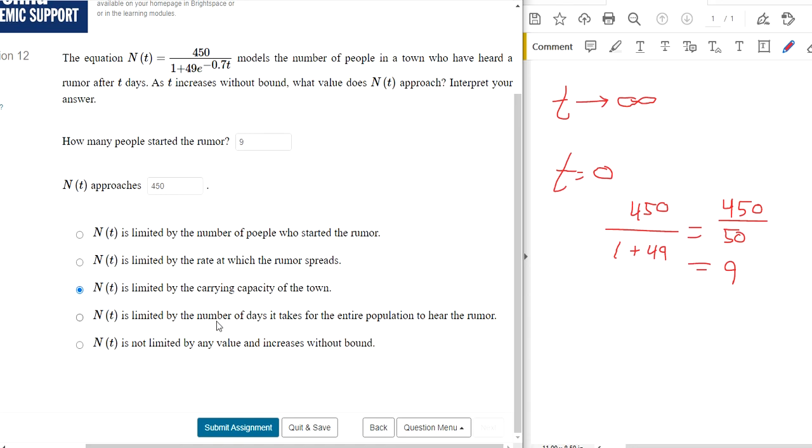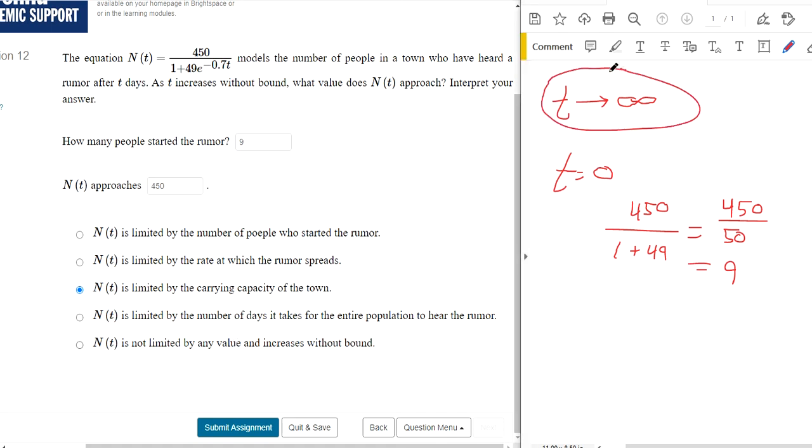n of t is limited by the number of days. No, we said we're interpreting as t goes to infinity, so that's not a limit. We're saying t can go on infinitely. And n of t is not limited by any value and increases without bound. That's not true because we just said as t goes to infinity, n of t goes to 450.